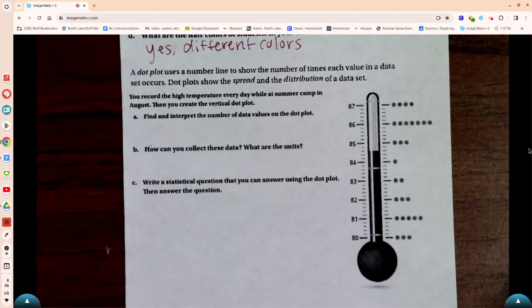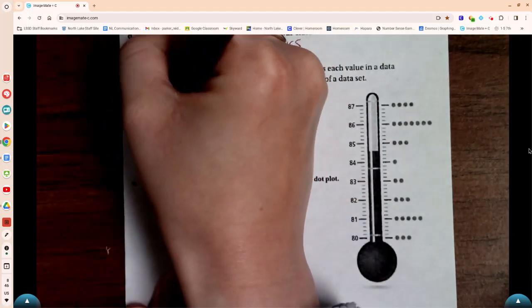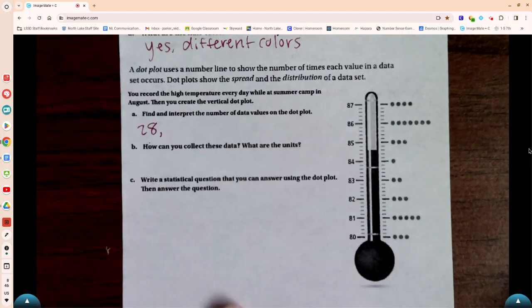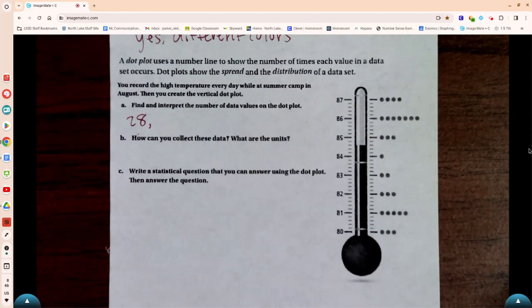What did I do earlier, before right now, to know that it was 28 data values? How did I figure that out? Ethan? I just counted the dots, yeah. So I know there's 28. What does 28 mean in this scenario? Remember, this person was recording the high temperature every day while at summer camp. So if there's 28 dots, what does that mean about their situation?